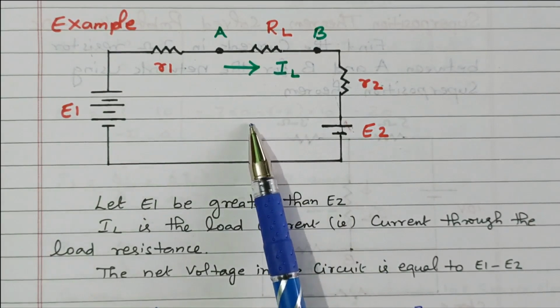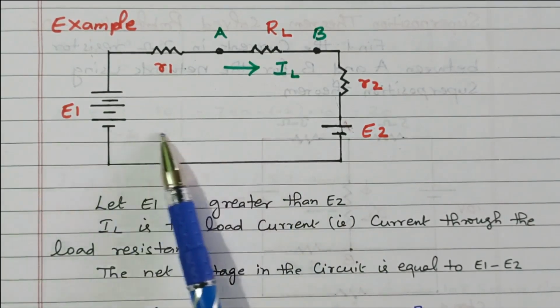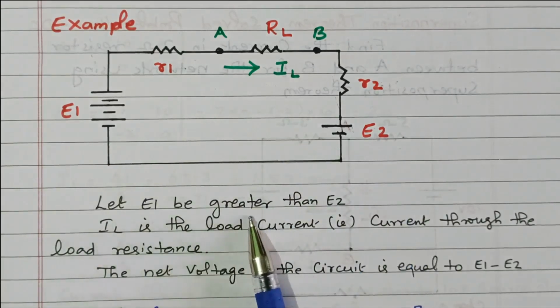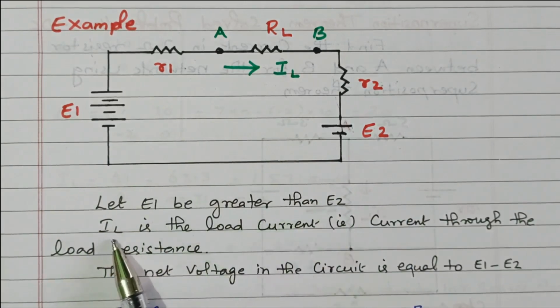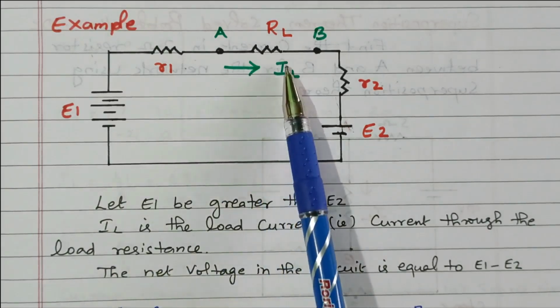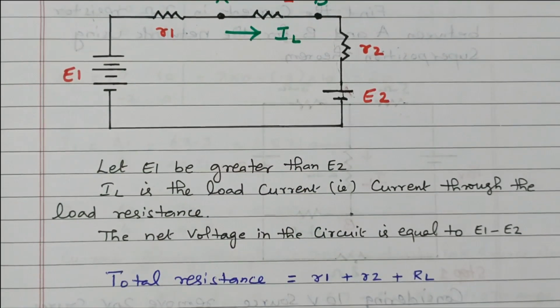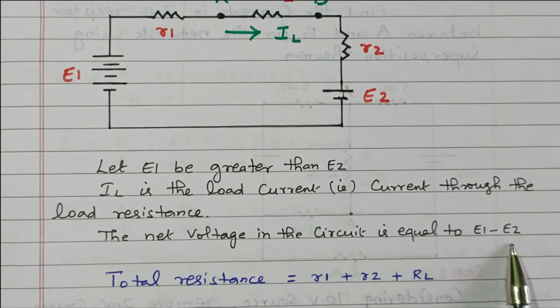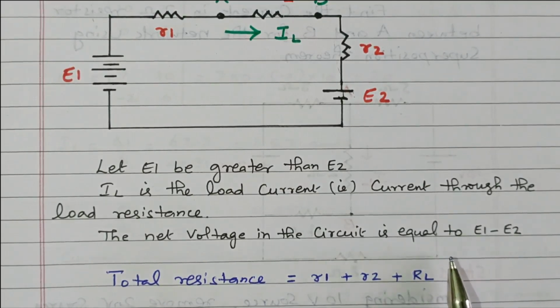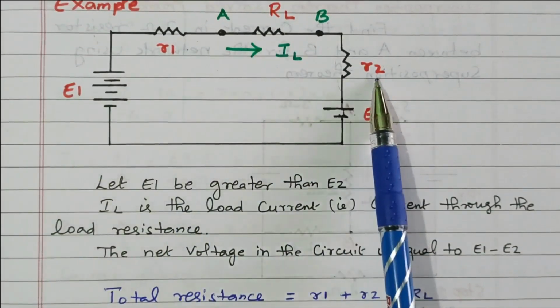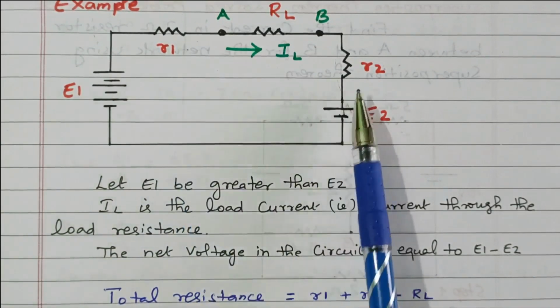Now we will see how it is possible, how it is correct, right? So in this circuit, let us consider E1 is greater than E2. Let E1 be greater than E2, so that IL is the load current flowing through the load resistance. This IL is nothing but the load current flowing through the resistance, right? So due to that, the net voltage is nothing but E1 minus E2, because we consider E1 is greater and E2 is lesser, right? So what is the total resistance in the circuit? The total resistance is nothing but R1, RL and R2, right? The load resistance, apart from that, two other resistors are available.